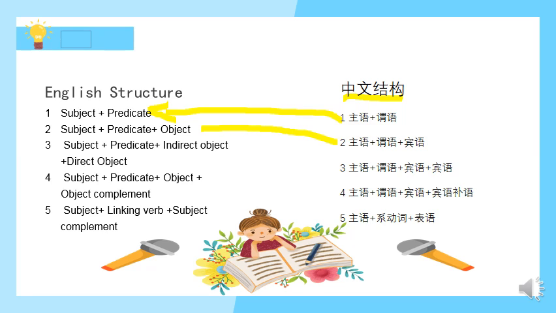主语加谓语加宾语. The third is 主语加谓语加间接宾语加直接宾语. The fourth is 主语加谓语加宾语加宾语补语. The fifth is the same: 主语加系动词加表语. In this analysis, we understand that English structure is almost the same as Chinese sentence structure.